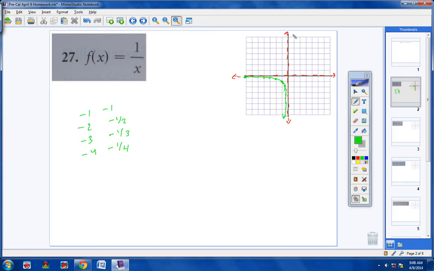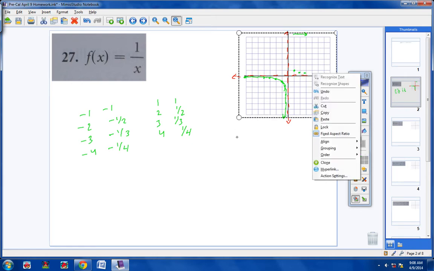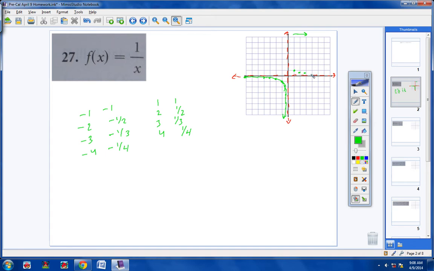Now let's plot some points to the right of my asymptote. Let's try 1, 2, 3, and 4. You're probably going to get out a +1, a +1/2, a +1/3, and a +1/4. In fact, actually you are. And so 1 would be at 1, 2 would give you a half, and then 3 a little closer, and then 4 a little closer. So obviously the graph is curving down like this, getting closer and closer to the x-axis.